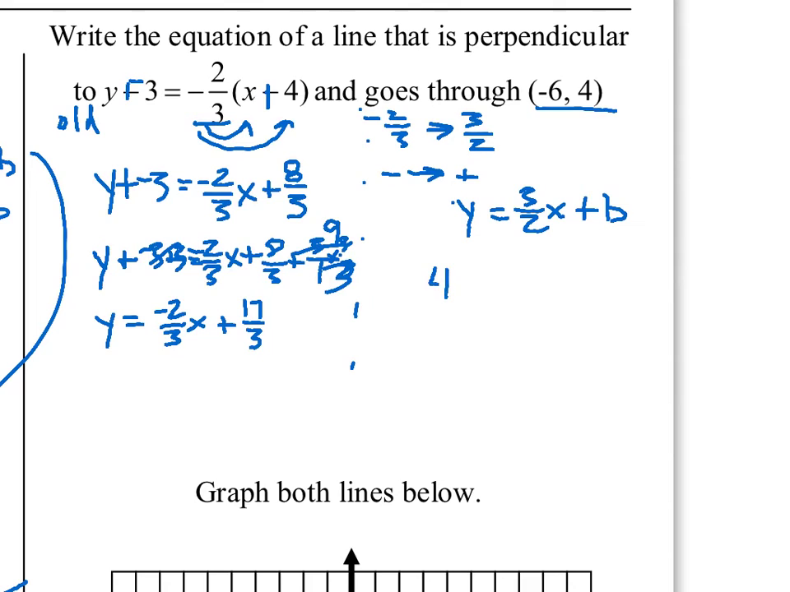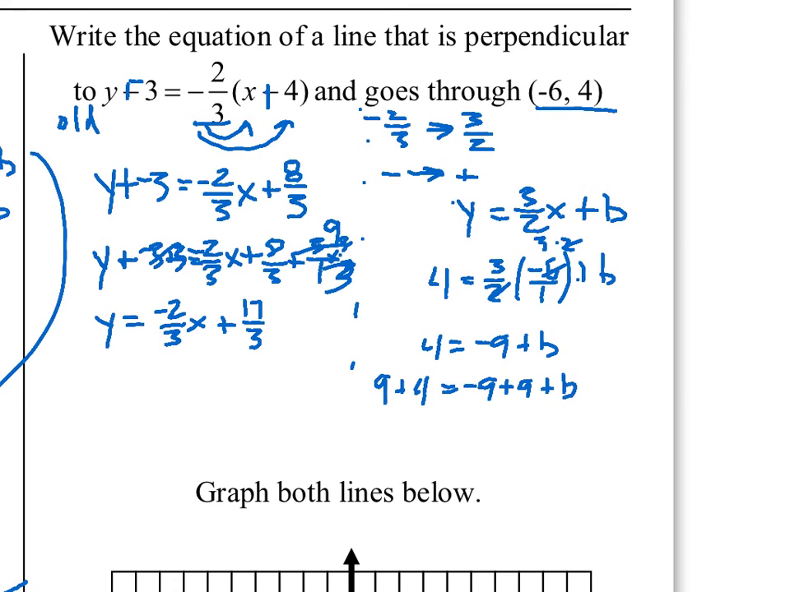So we have 4 is equal to 3 halves times negative 6 plus b. It's going to give me 4 is equal to negative 9 plus b. Add 9: 9 plus 4 equals negative 9 plus 9 plus b. 13 is equal to b. So our new equation is y equals 3 halves x plus 13.